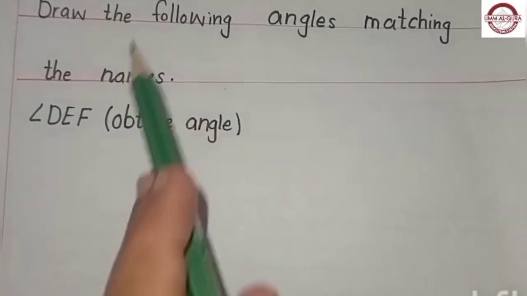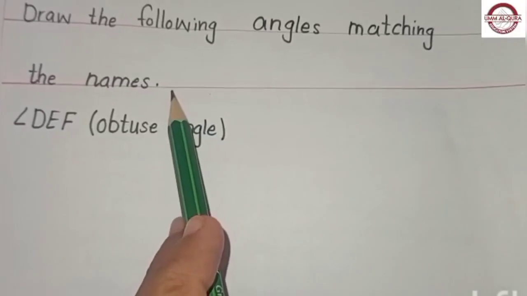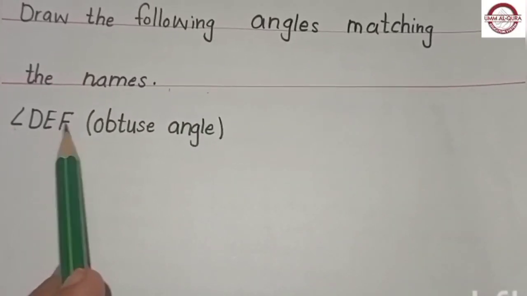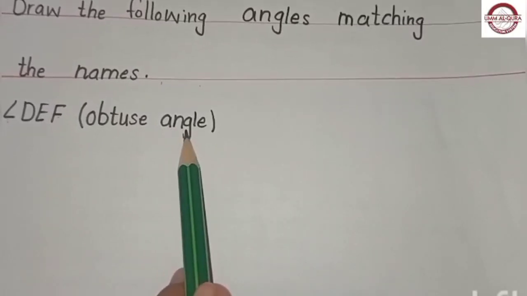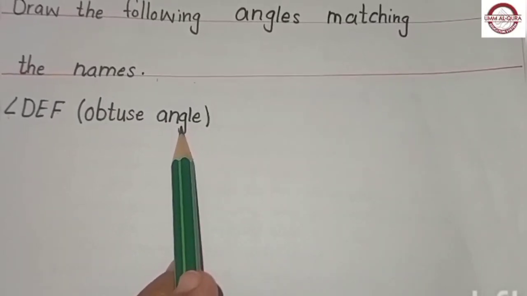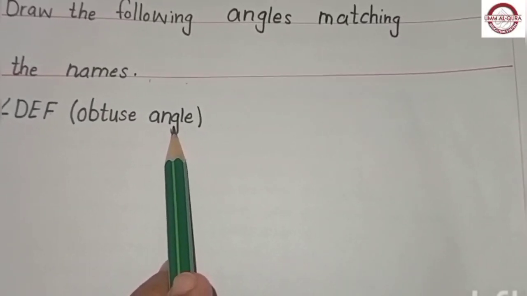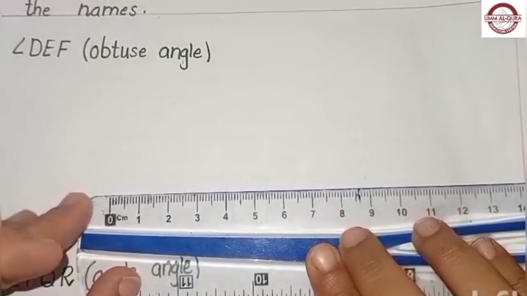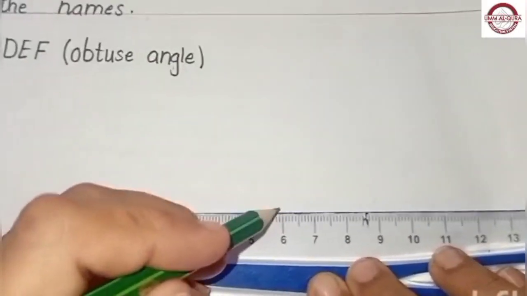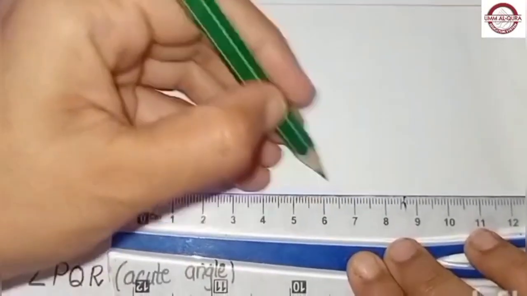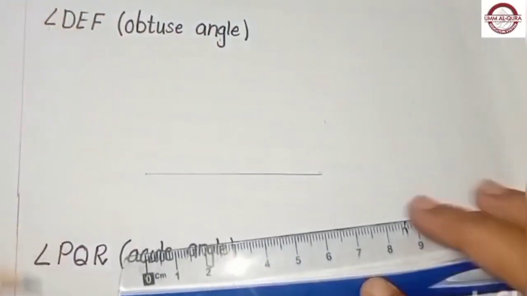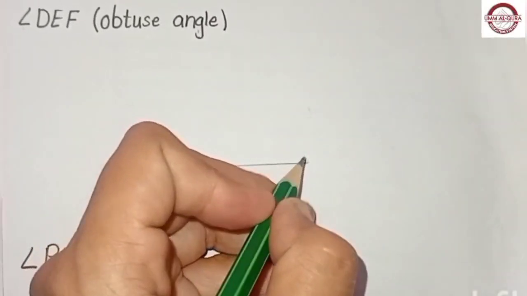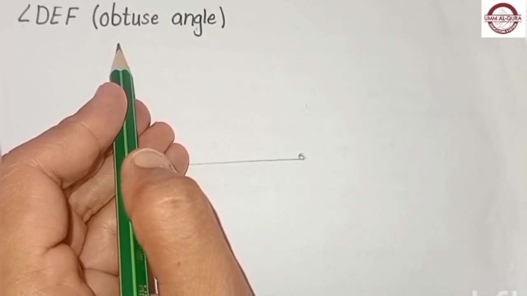Now next question, draw the following angles matching the names. Here this is the symbol of angle DEF. The name of the angle is obtuse angle. Now how will we draw the obtuse angle? First of all we will draw a ray. Obtuse, first ray right to left. My dear students, an obtuse angle is greater than 90 degrees.